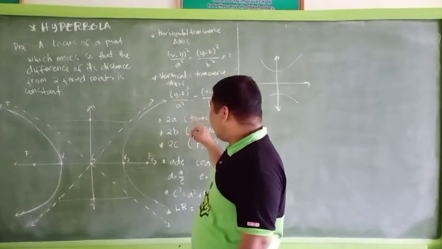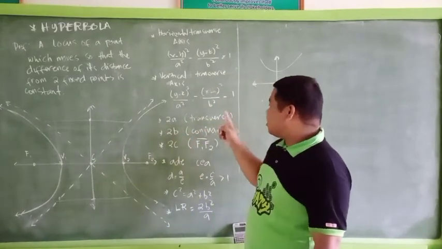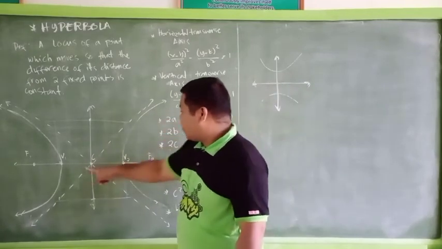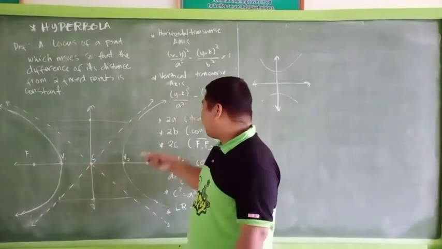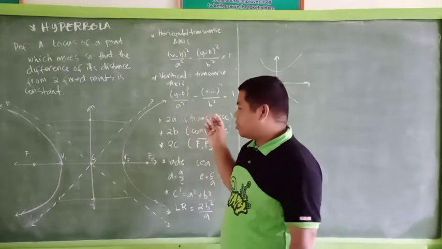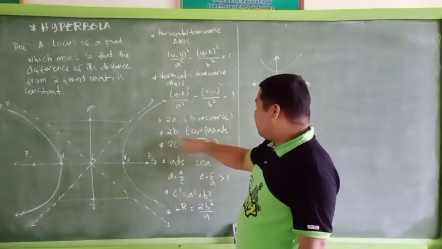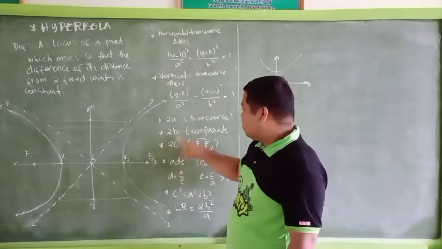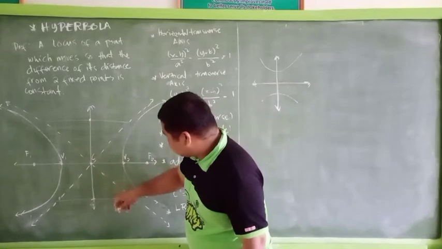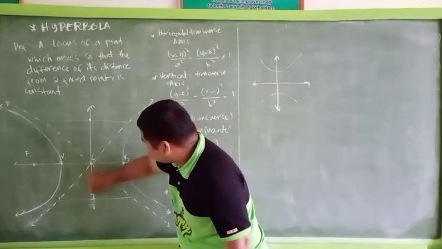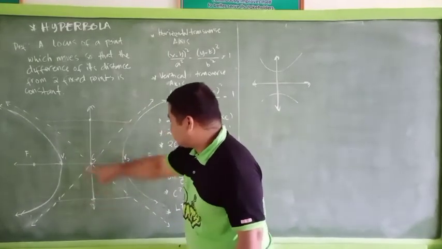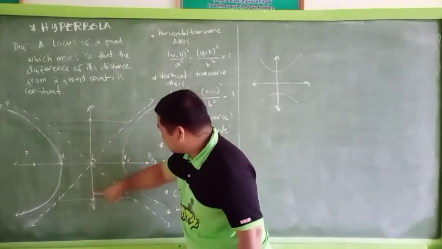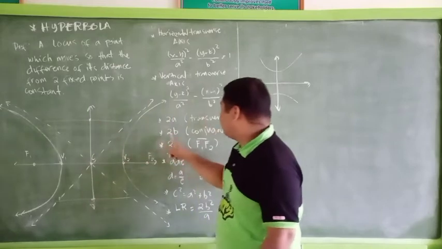Yung distance nila. Pag sinabi natin semi-transverse axis, therefore A lamang siya, from vertex 1 to the center. Pero pag dalawa na sila, 2A, the transverse axis. Now, yung 2B naman natin dito, siya yung tinatawag natin conjugate axis. So, ito yung conjugate axis natin. Yung distance ng endpoints ng conjugate axis natin, siya yung 2B natin.